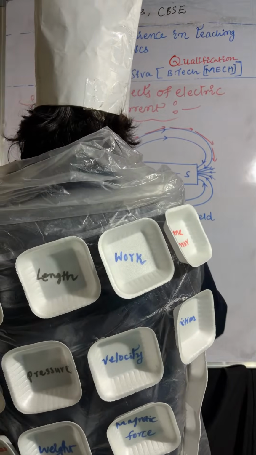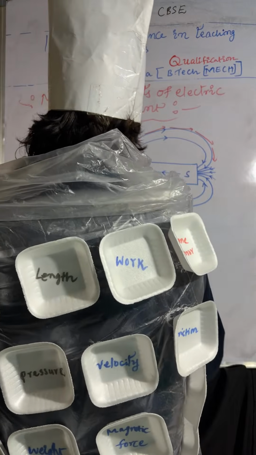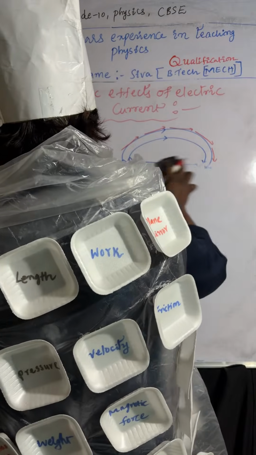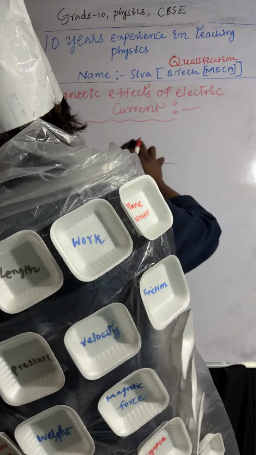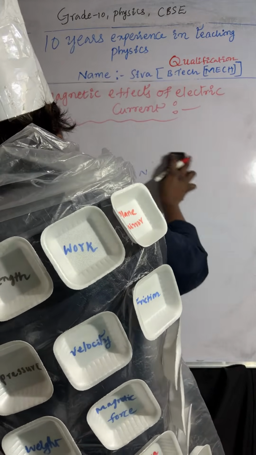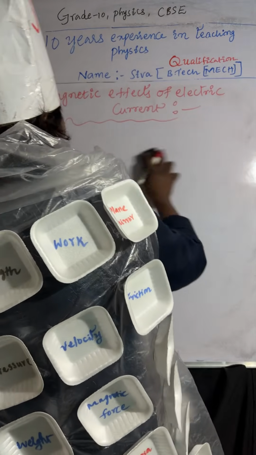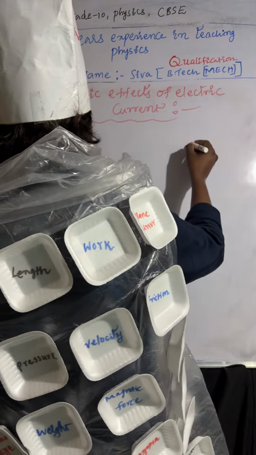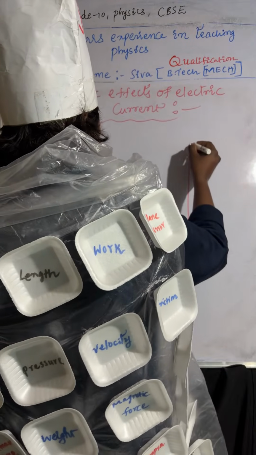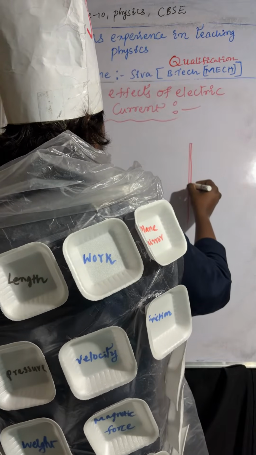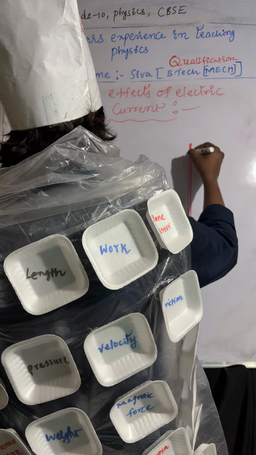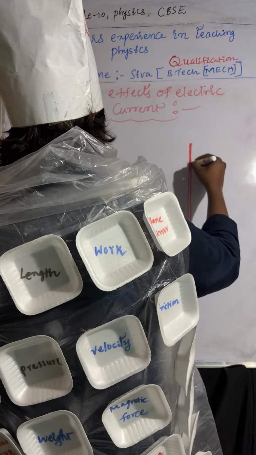And coming to the next one. If the current is passing through the conductor, it behaves, it acts as a magnet. So I am taking the straight conductor. Like this I am considering. That is connected to the circuit.